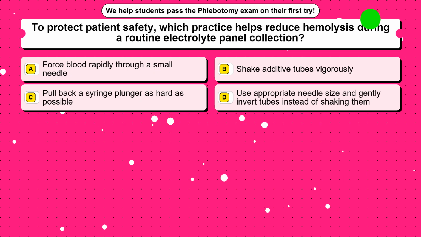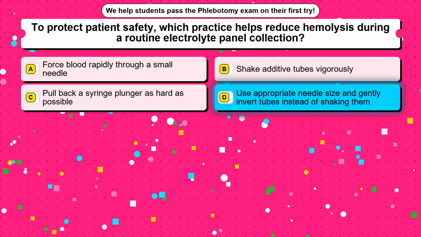Question 56. To protect patient safety, which practice helps reduce hemolysis during a routine electrolyte panel collection? Option A. Force blood rapidly through a small needle. Option B. Shake additive tubes vigorously. Option C. Pull back a syringe plunger as hard as possible. Option D. Use appropriate needle size and gently invert tubes instead of shaking them. The correct answer is option D.